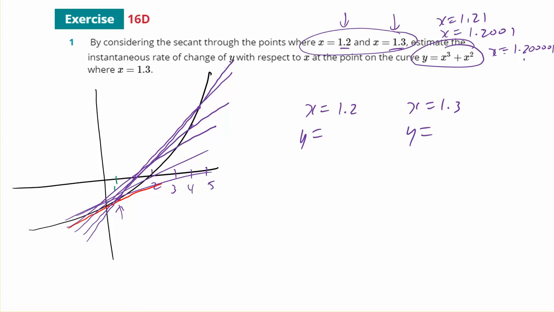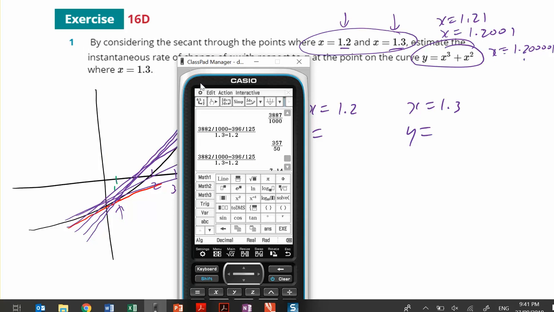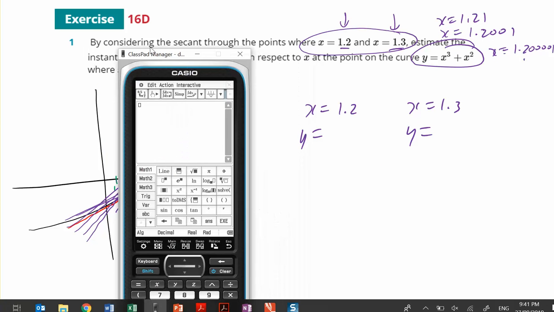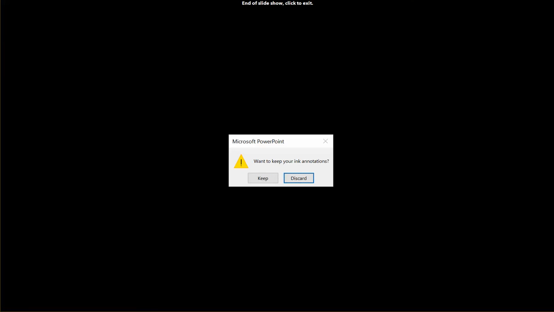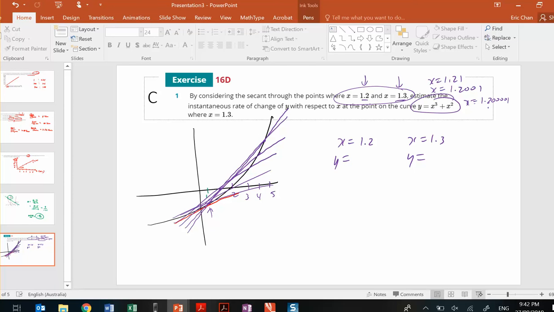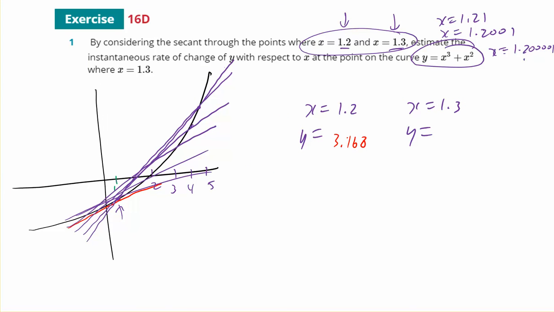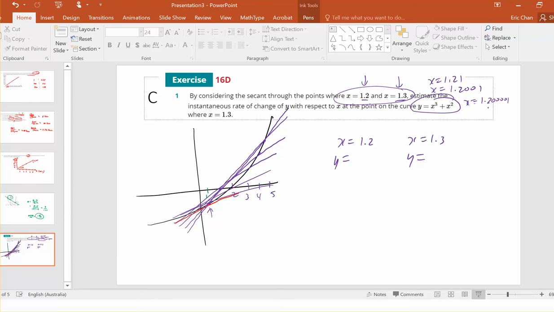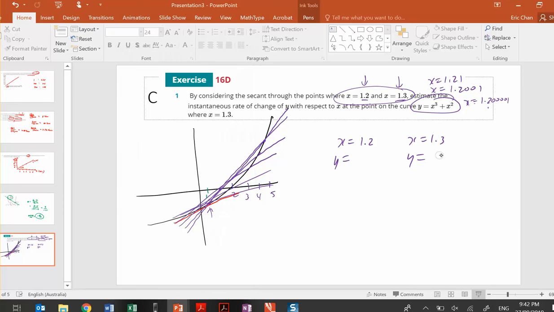So here's the calculator. When I sub in x equals 1.2, this is the equation, so I'm subbing into here. I get 1.2 squared cubed plus 1.2 squared, and then 1.3 cubed plus 1.3 squared. I'm just doing both. So 3.168, and the other value is 3.887.